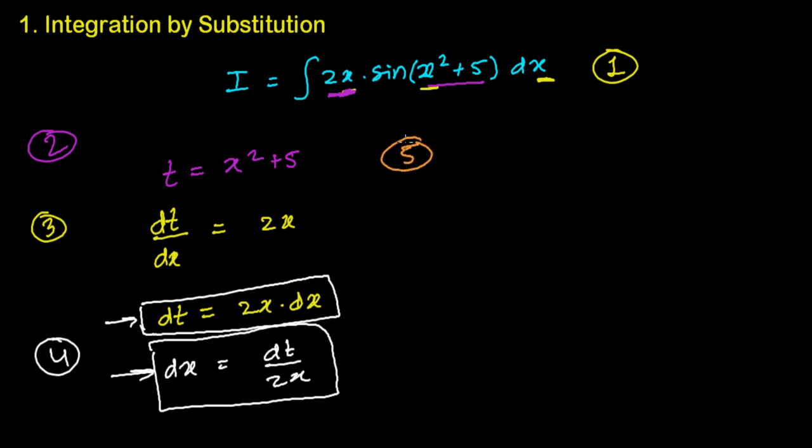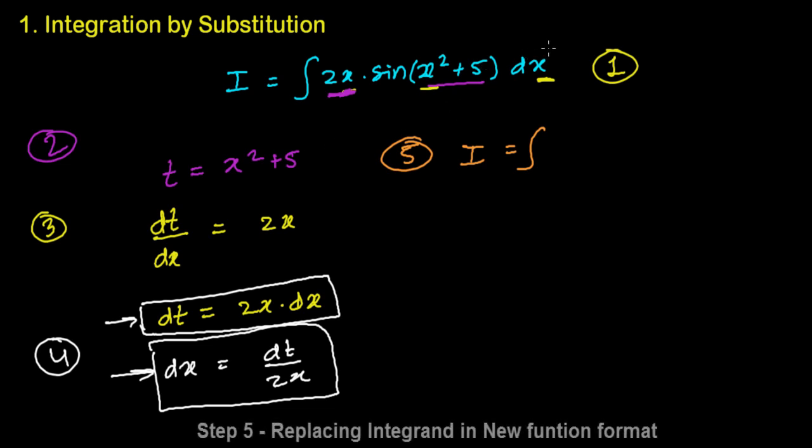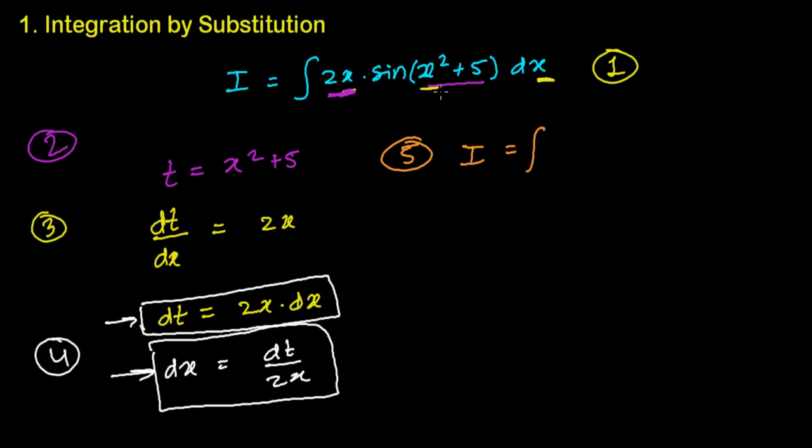And my fifth step is replacing my integral with the function in the format of the new function, in the format of t. So I'm going to replace all this stuff in the format of t. Here I have 2x, no problem at all. First I'm going to write sine of x squared plus 5. How can I replace this x squared plus 5? Take a look. t equals x squared plus 5. So in the place of x squared plus 5, I'm going to replace it by t.